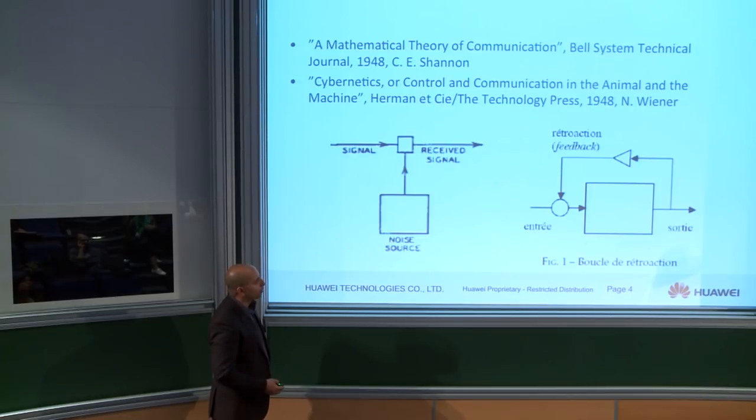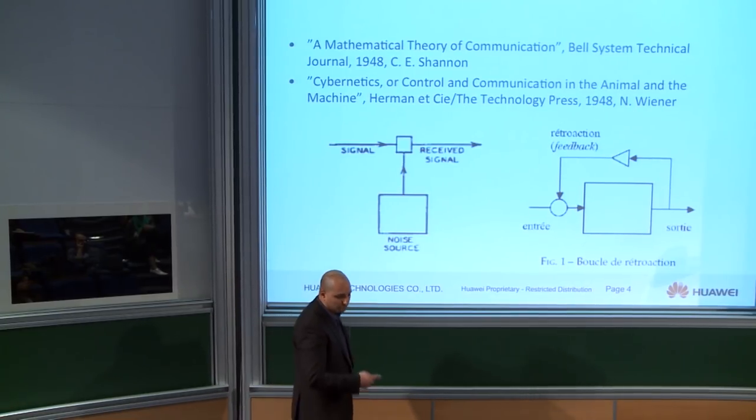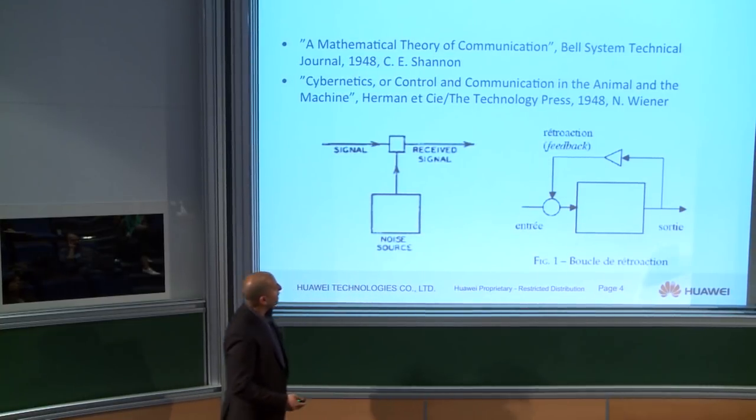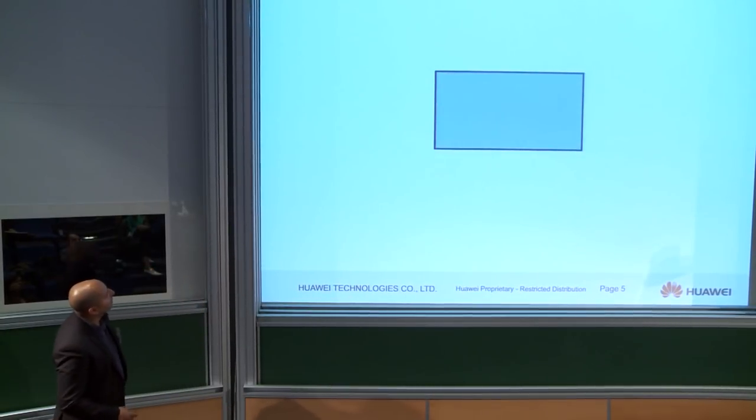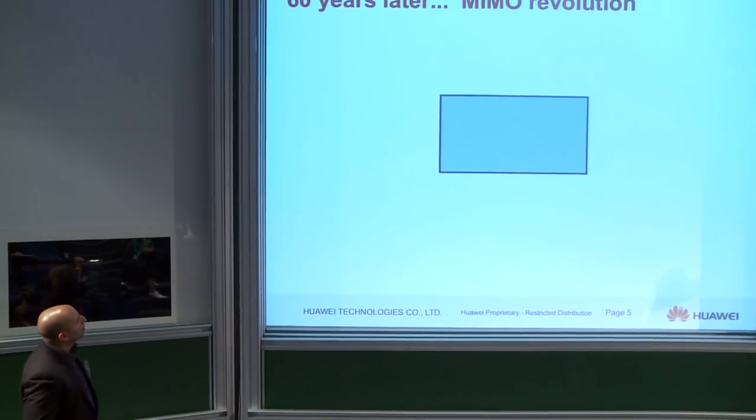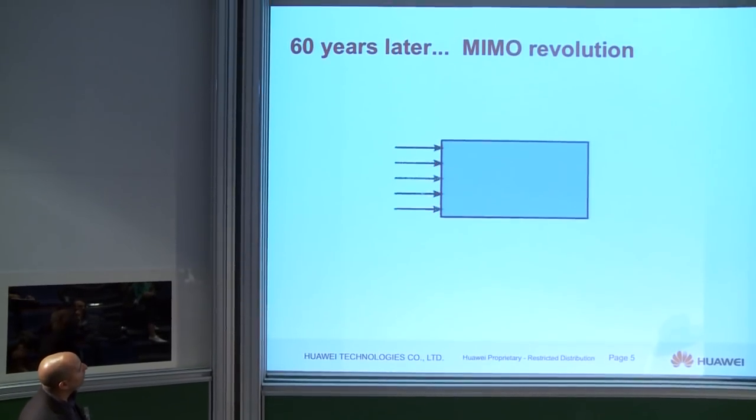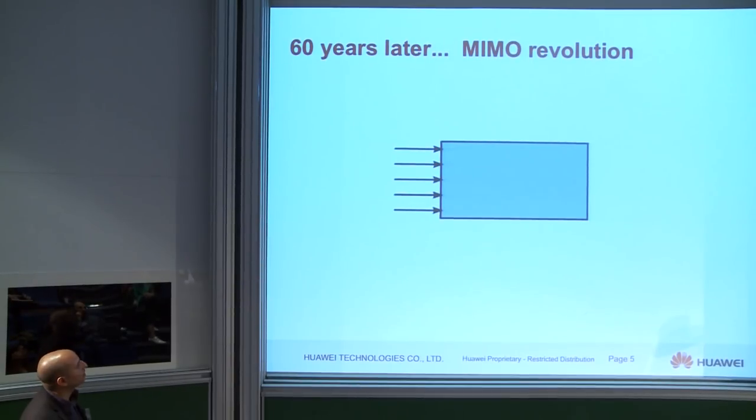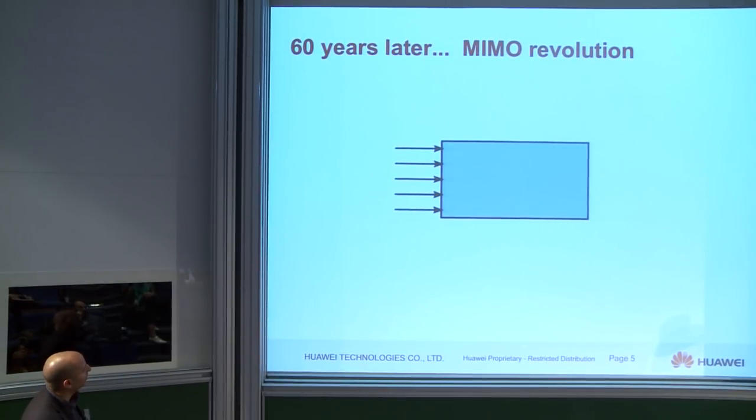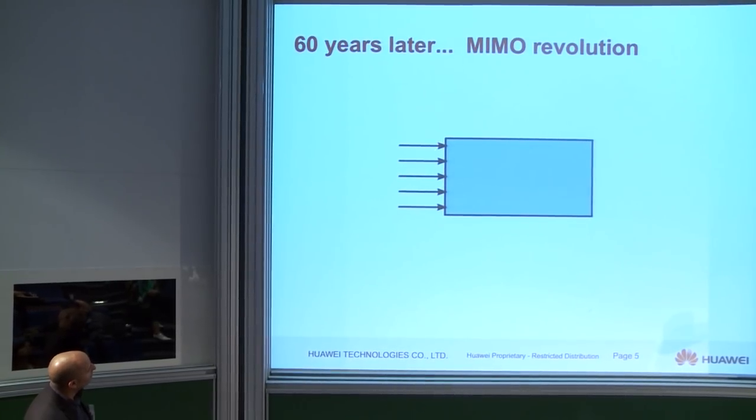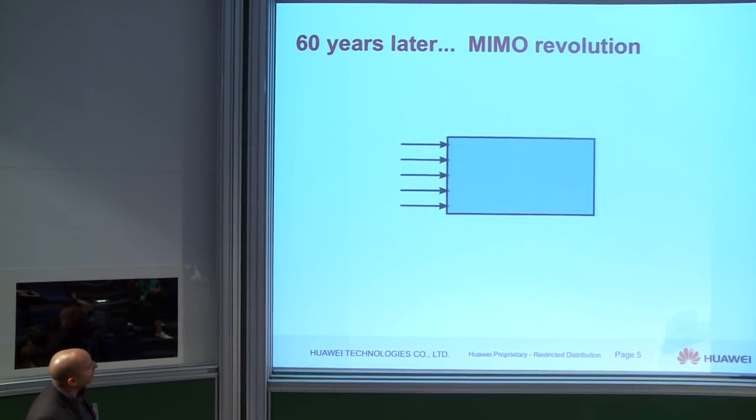At that time, that was measured by the MMSE, minimum mean square error. And basically, through an analog feedback, through a process, you could develop exactly the target that you wanted. Okay? So what happened 60 years later, which is around the years 2000 and after? Well, instead of having, and this is exactly what we have in 5G, a single input, we have a framework where we have many, many inputs. And the same thing, instead of having one output, we have multiple outputs.